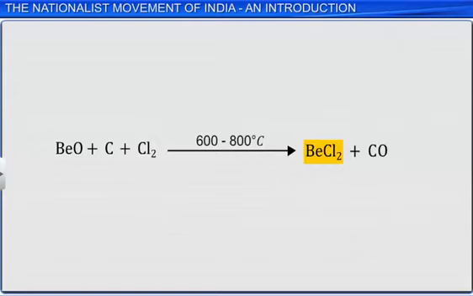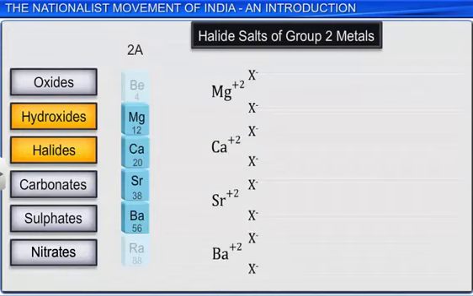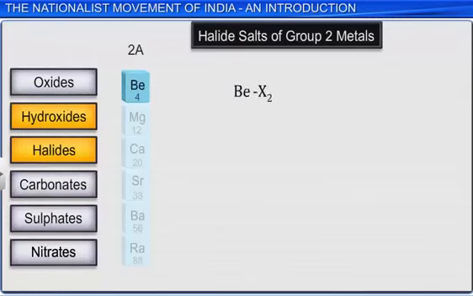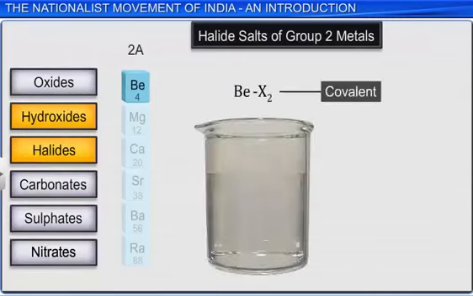Beryllium chloride can be formed by reacting beryllium oxide with chlorine gas in the presence of carbon. Carbon monoxide is a byproduct of this reaction. The halide salts of the alkaline earth metals are essentially ionic in character, with the exception of the halides of beryllium. The beryllium halides are primarily covalent and thus are soluble in organic solvents.